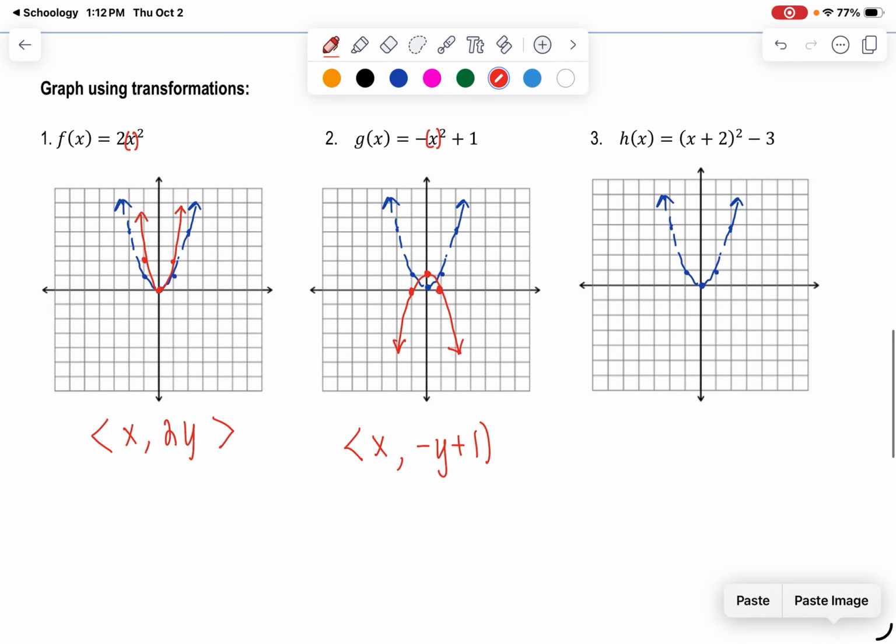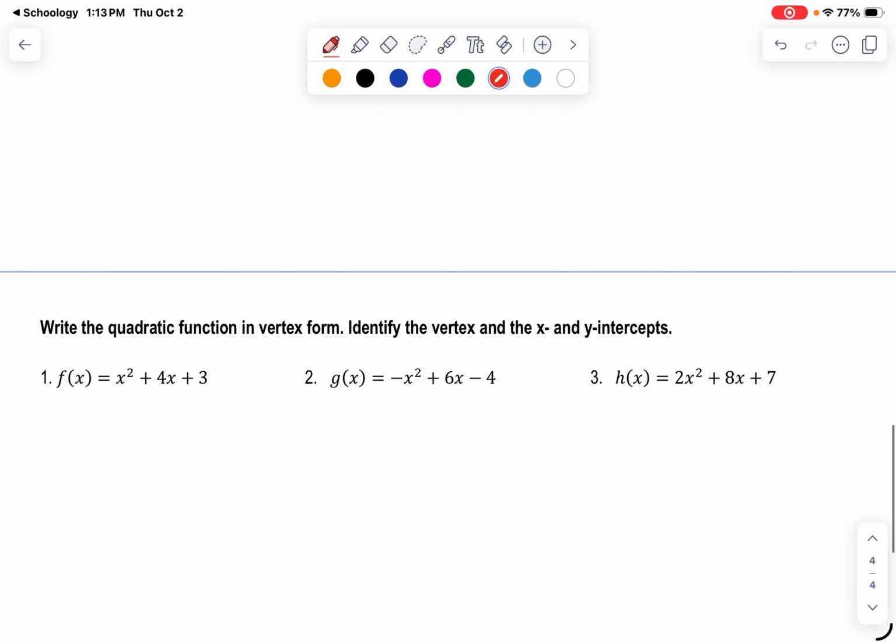Lastly, my rule on this one, inside I am going to subtract 2 from x, and then outside I'm going to subtract 3 from y. So (0, 0) becomes (negative 2, negative 3) right there. And then (1, 1) becomes (negative 1, negative 2). And (negative 1, 1) becomes (negative 3, negative 2). And then you have this upward facing parabola that looks like so. So there's us graphing using transformations. Notice we're able to do that.